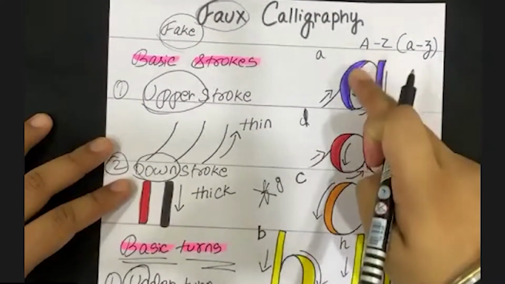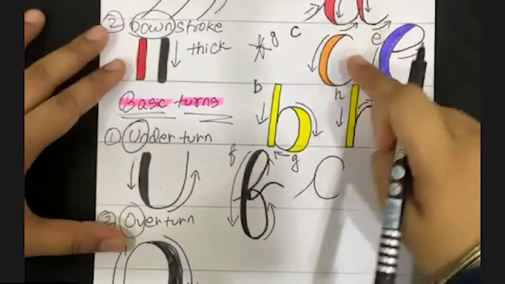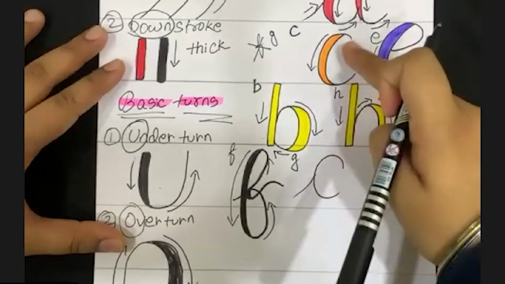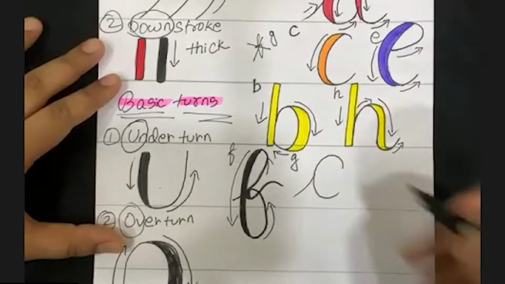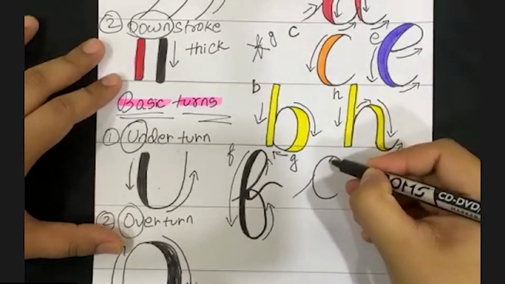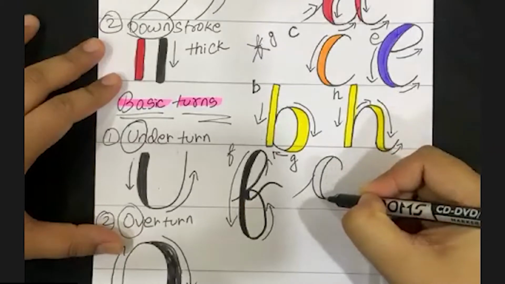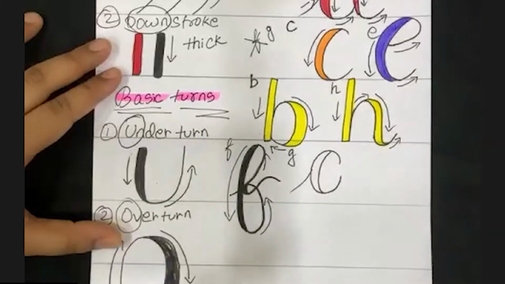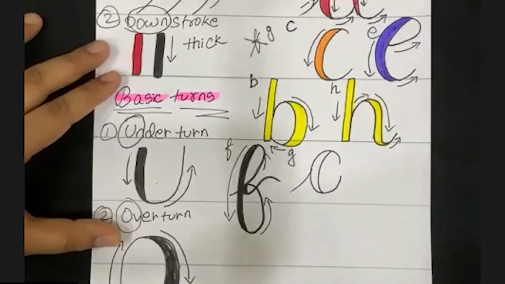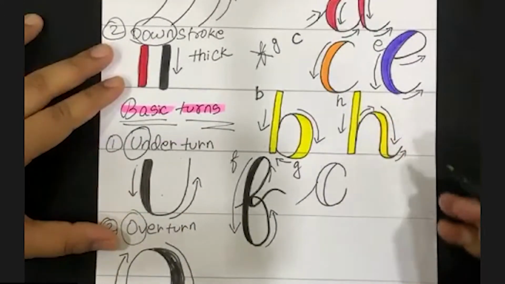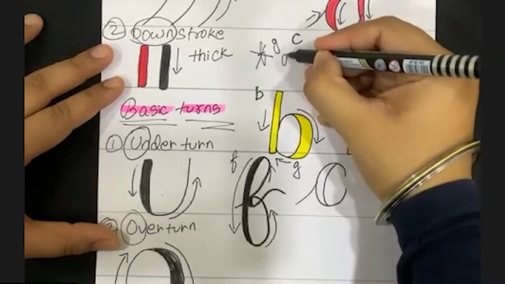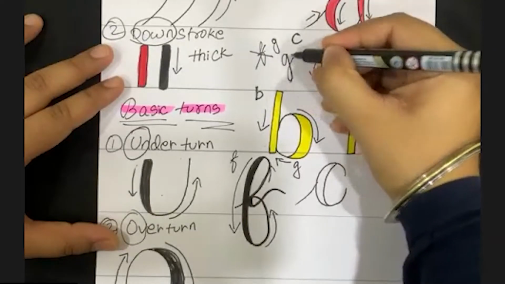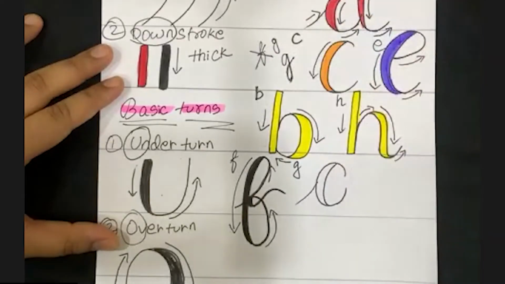Simply I'm going to make the curve of the letter A, or you can say for the letter C, I'm making the curve the same as the letter C. As this is my downstroke, it should be thick. Again, my upper stroke should be thin. Now for the letter G, we need to go on with this curve.